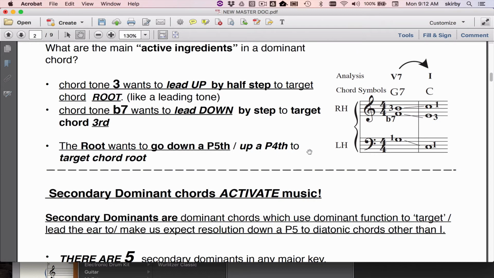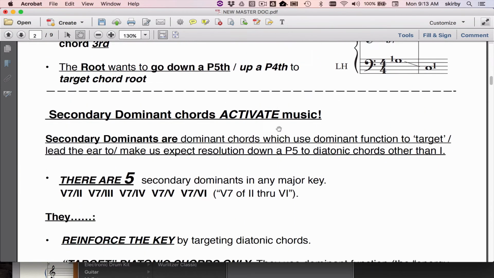And under those circumstances, the root of the dominant chord wants to then go down a perfect fifth or up a perfect fourth, where it will land at the same pitch, although it'll be an octave away. So down a perfect fifth, this G ends up on C. Up a perfect fourth, it ends up on C, up higher here. So those ingredients are the bare minimum to create dominant function. You can also have the fifth of the chord in there. It adds a little bit more energy to the chord, but it's not crucial.